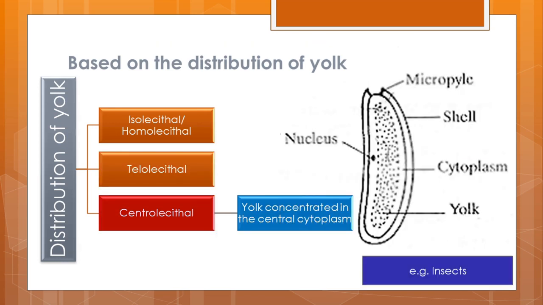Now coming to the third type of egg based on the distribution of yolk, that is centrolecithal egg. In the case of centrolecithal egg, the yolk is accumulated in the central cytoplasm and there is a peripheral thin layer of yolk-free cytoplasm which contains the nucleus. The eggs of insects are examples of centrolecithal egg.